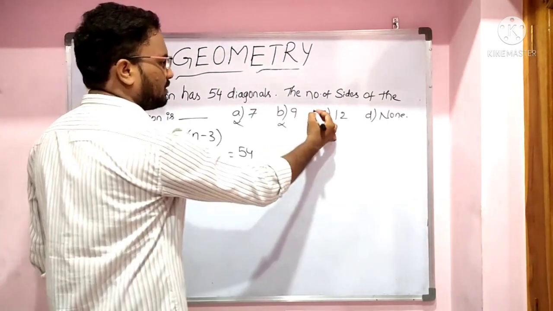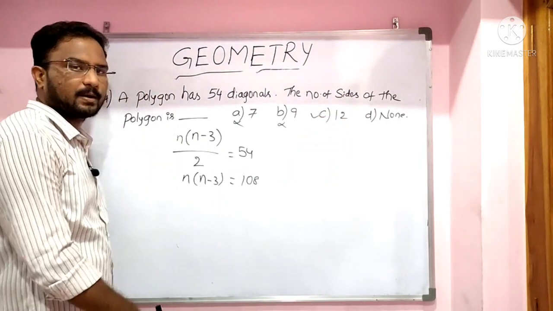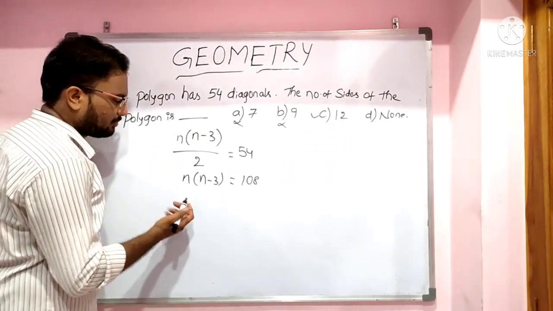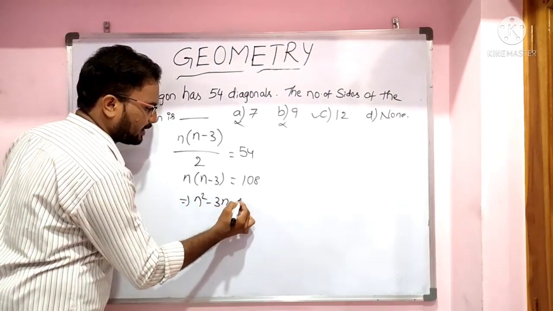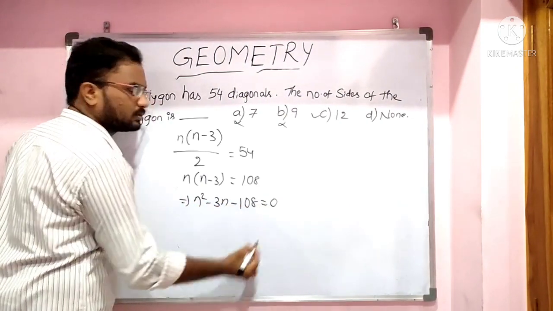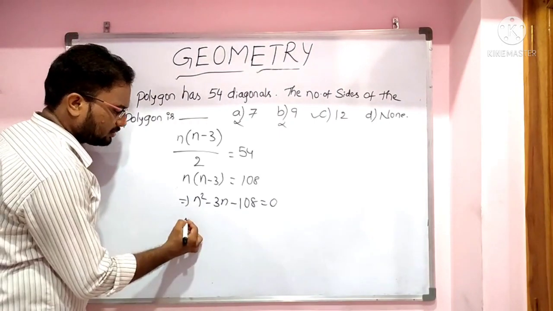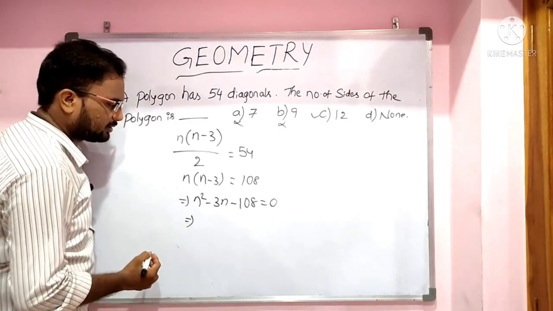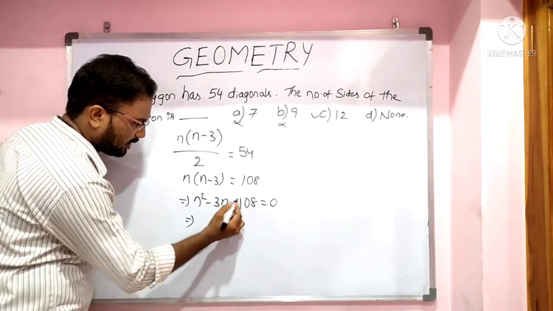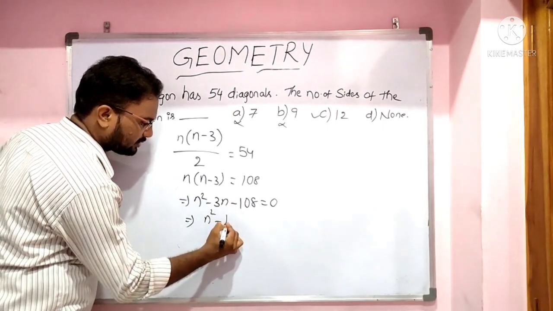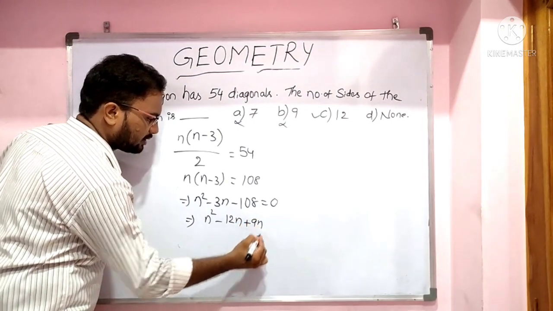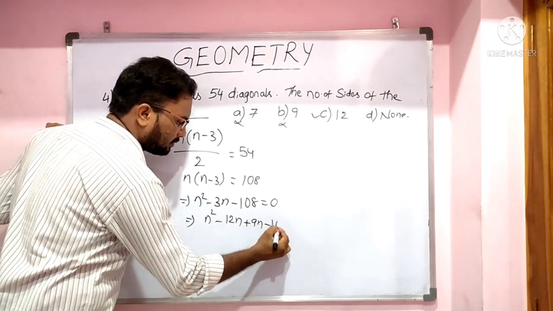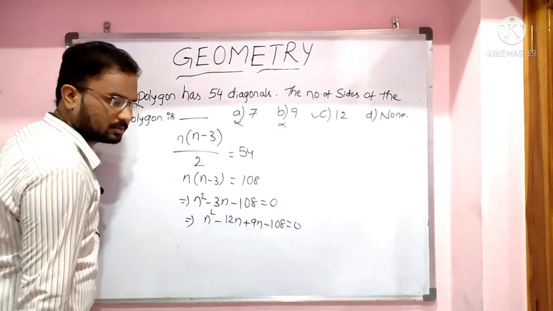So the answer is 12. Else, you can solve the problem by using a quadratic equation, that is n square minus 3n minus 108 equal to 0. So take the factors of 108: n square minus 12n plus 9n minus 108 equal to 0.